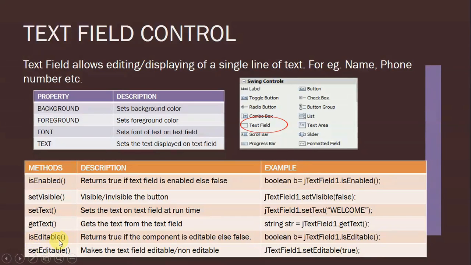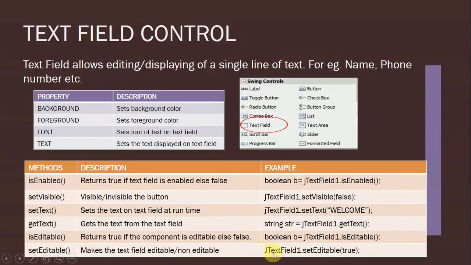isEditable. This method returns true if the component is editable, otherwise it returns false. So if I write boolean b = jTextField1.isEditable(), this command will return true if jTextField1 is editable, otherwise it will return false. setEditable. This command makes the text field editable or non-editable. The first command is just to check, and this set command is to make the text field editable or non-editable.